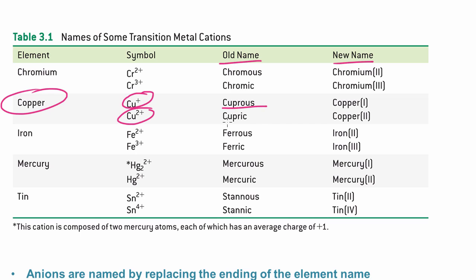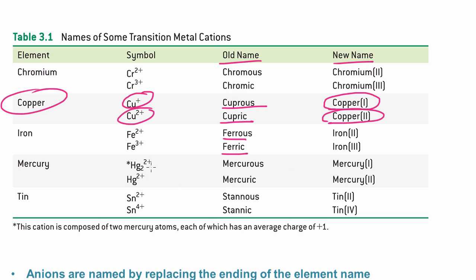The +1 is called cuprous. The +2 is cupric ion. Here in the new system, we name it as copper 1, copper 2. I just talked about iron. The iron +2 is the ferrous, and the iron +3 is the ferric.